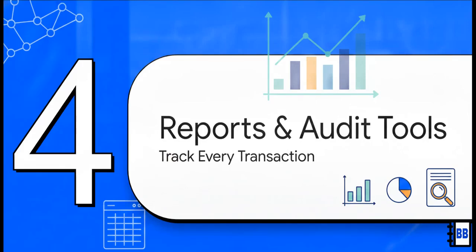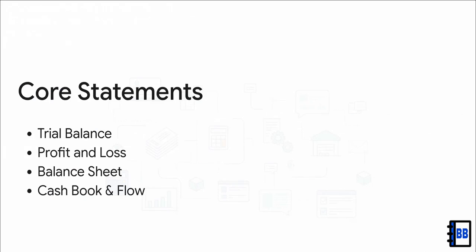All right, Section 4, reports and audit tools, all about tracking every transaction. Obviously, having data in the system is really only useful if you can understand it. Under the Accounting Information tab, you have instant, real-time access to your core statements. You can run a trial balance to ensure your debits equal your credits, pull a profit and loss to track your earnings, or check your balance sheet for your overall company health. And the best part is, every single report can be filtered precisely by date range.